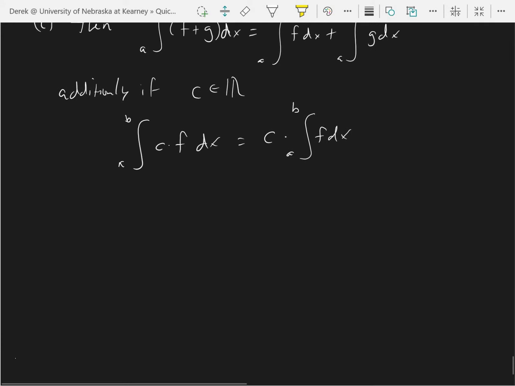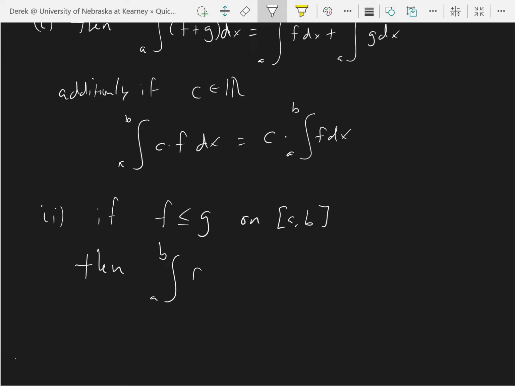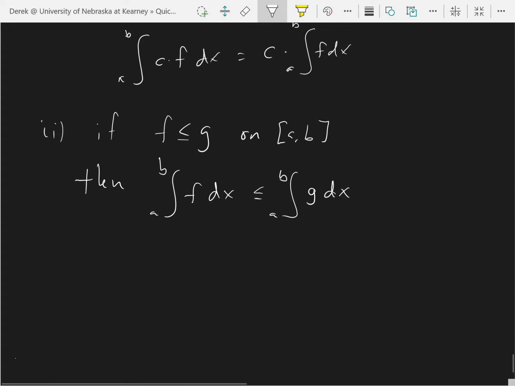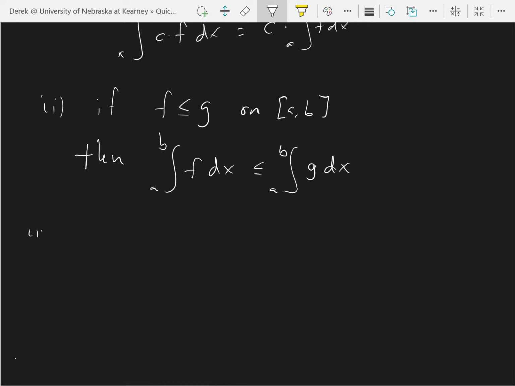Okay. Second thing, if f is less than or equal to g on [a, b], then the integral from a to b of f dx is less than or equal to the integral from a to b of g dx. That's the second thing.